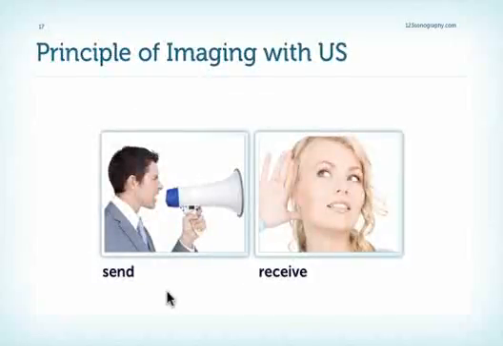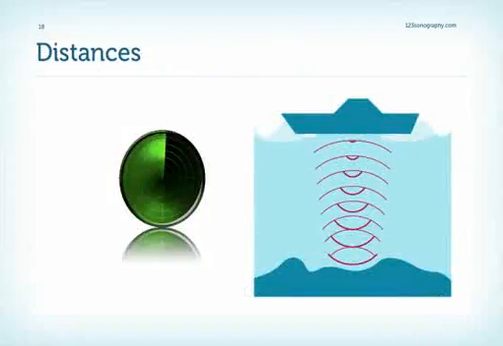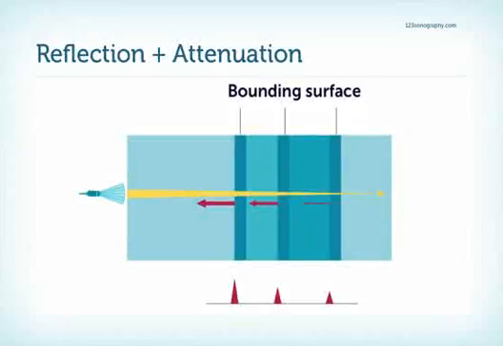So the principle of ultrasound is not only sending a signal, but also receiving the signal. This is also the way a ship is able to determine how deep the water is with the help of a sonar beam. And this is also the principle of radar technology. But let's come back to our tissue example and see how ultrasound can help us to generate an image.